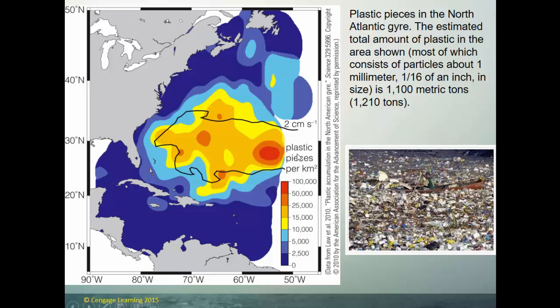And this is pieces of plastic per square kilometer. In these orange areas, we're talking 100,000 pieces of plastic in a square kilometer, and they refer to it as the Atlantic garbage patch or the Pacific garbage patch. And this is a person in a boat in that garbage patch.